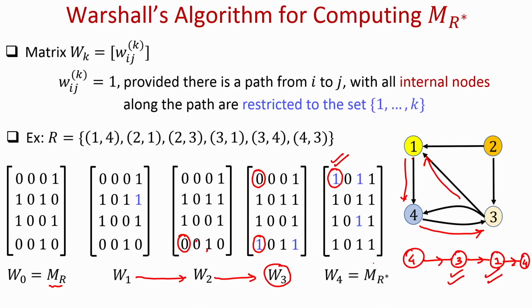And now I can stop here with W4, that will be my matrix for R star, and this is because you can check that only those nodes which are reachable from any other node, for those particular entries the i comma j entry will become 1 here in W4, whereas the 0 entries means that there exists no path from the node i to node j.